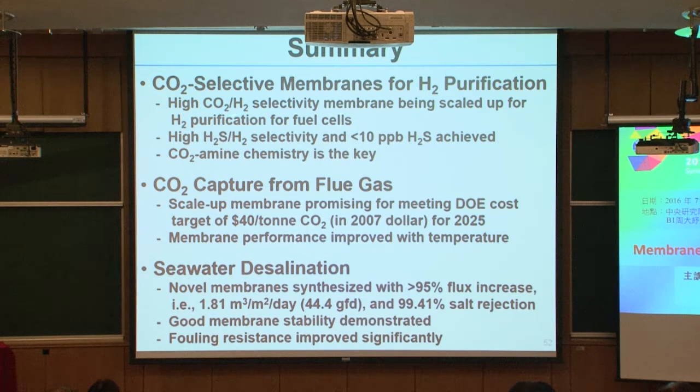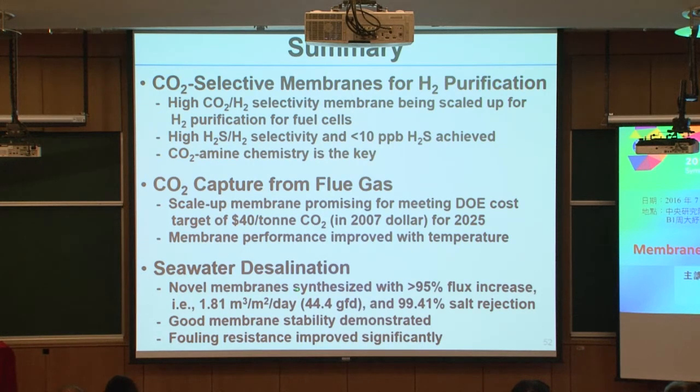So we can get the carbon monoxide concentration down to less than 10 parts per million. So the CO2-amine chemistry is the key for this separation. For CO2 capture from flue gas, the scale membrane is not quite promising for meeting the DOE target, and the membrane performance improved with higher temperature, because higher temperature gives a higher reaction rate.